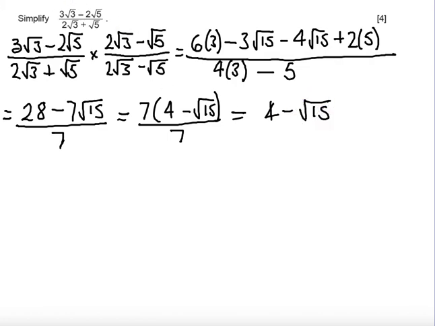Okay, so let's have a look to see how the marks are awarded here. First of all, there's a method mark for multiplying top and bottom by the conjugate of the denominator. Second of all, there is an answer mark for correctly expanding the numerator. There is an answer mark for correctly expanding the denominator. And finally, there is an answer mark for getting to the fully simplified answer.